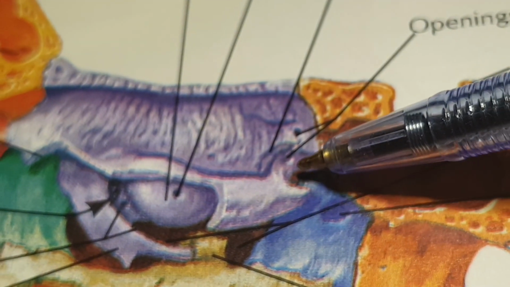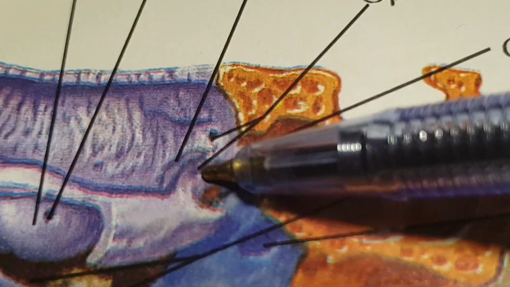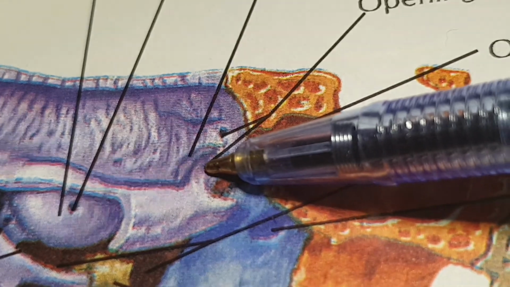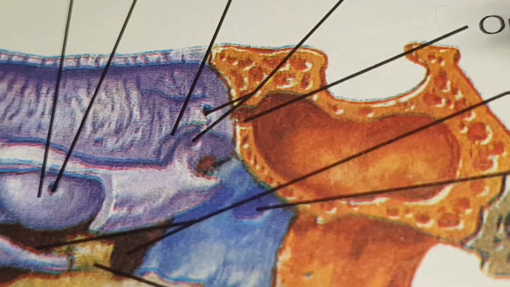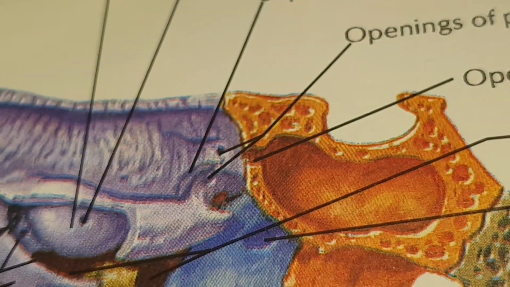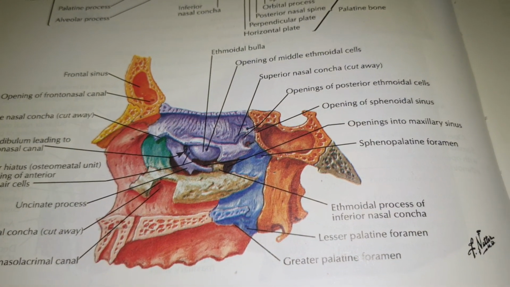Then comes the opening of the posterior ethmoidal air cells, and it is seen here in the superior meatus of the nose. So if you remove the superior concha, then you will be able to see the opening of the posterior ethmoidal air sinuses into the superior meatus of the nose. So these were the openings of the ethmoidal air cells.